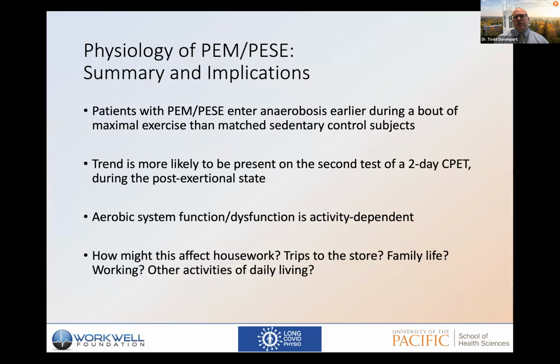So in quick summary, patients with post-exertional malaise or post-exertional symptom exacerbation enter anaerobic metabolism earlier during a bout of maximal exercise. This trend is more likely to be present the day after they have exerted already. And this really indicates dysfunction of the aerobic energy system that is activity dependent. And so then again, how might this affect housework? Trips to the store, one's life and role with family and in the community. How about trying to work or engaging in other meaningful activities of daily living? With this fluctuating physiology, you can imagine that trying to maintain a predictable functional slate of activities is very difficult.